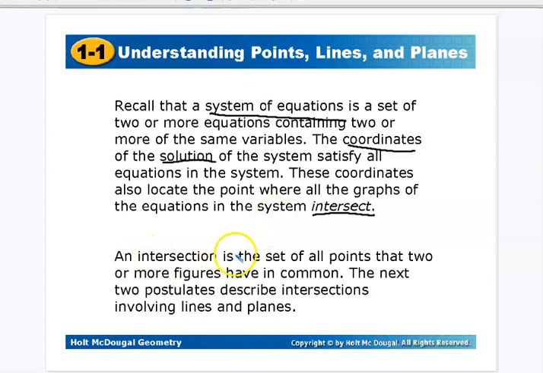An intersection is the set of all the points that 2 or more figures have in common. Now the next 2 postulates we're going to talk about involve intersections that deal with lines and planes. So let's keep on moving.